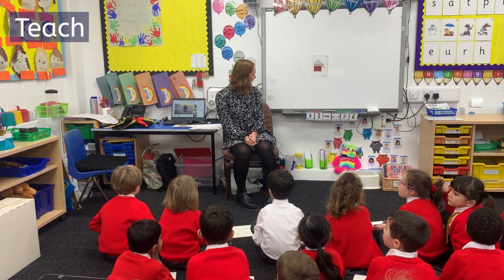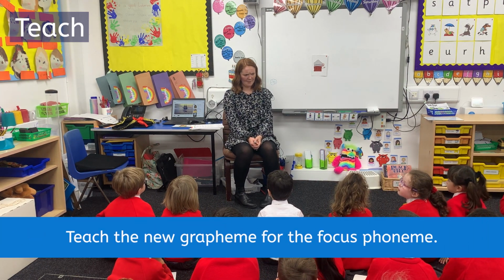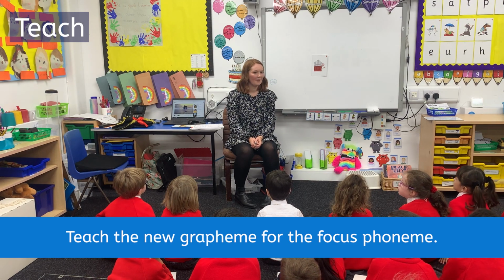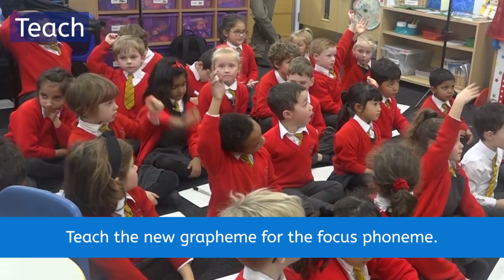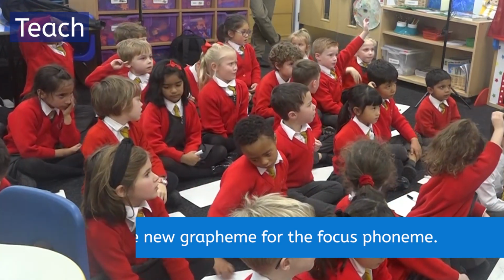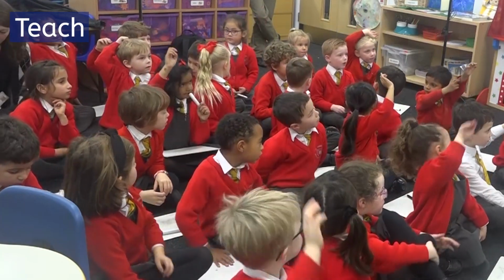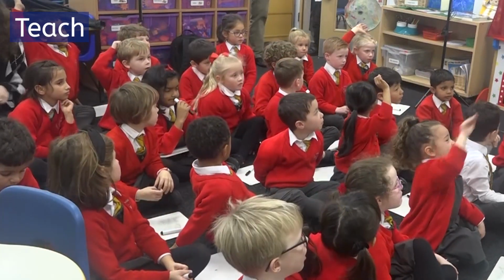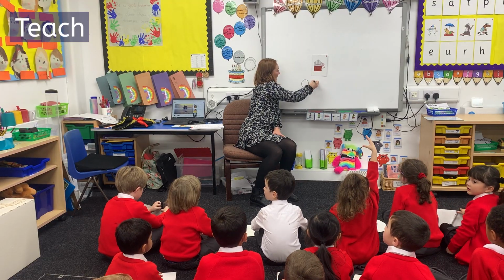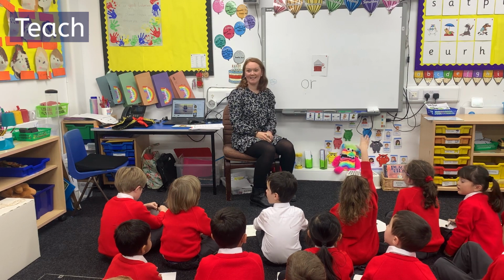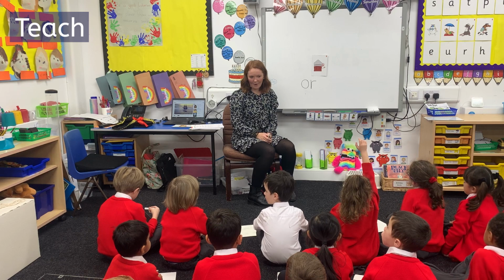We said at the start of the lesson that we were going to be looking at our organ played by Captain Morgan and learning a new grapheme to make the or sound. Which grapheme do we already know to make the or phoneme? Put your hands up. Brilliant. Fantastic. We already know an O and an R. I love how you use the letter names as well to say those. Well done. We already know an O and an R makes that phoneme or.